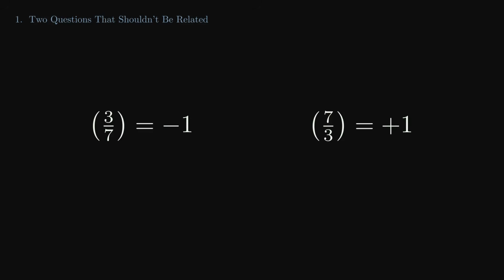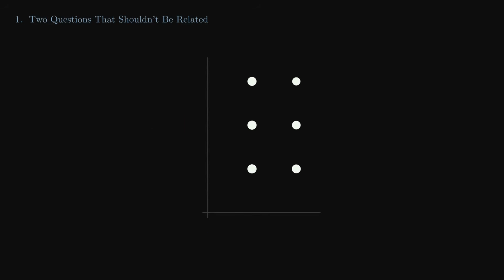Is 3 a square mod 7? No. Is 7 a square mod 3? 7 leaves remainder 1, and 1 is a square, so this time, yes. The answers disagreed. Here is the strange fact this whole video is about. Whether those two answers match, or flip, is decided by a hidden symmetry between the primes. And you can see that symmetry as a picture, a grid of dots, cut by a single diagonal line.